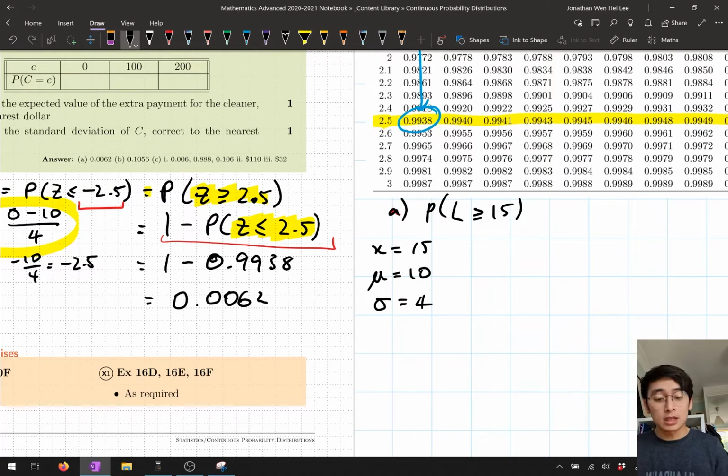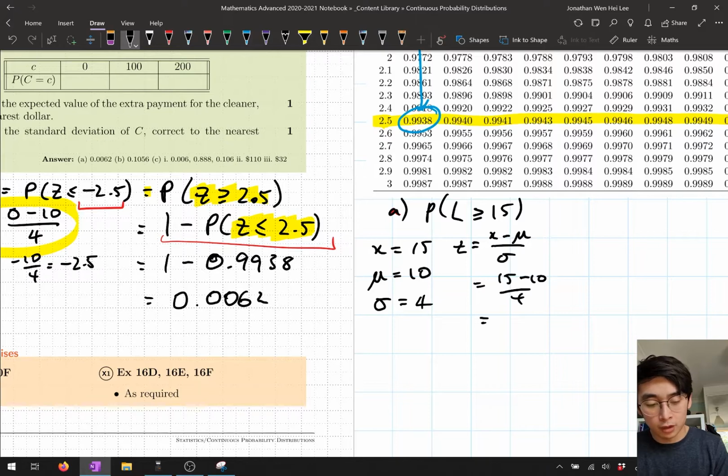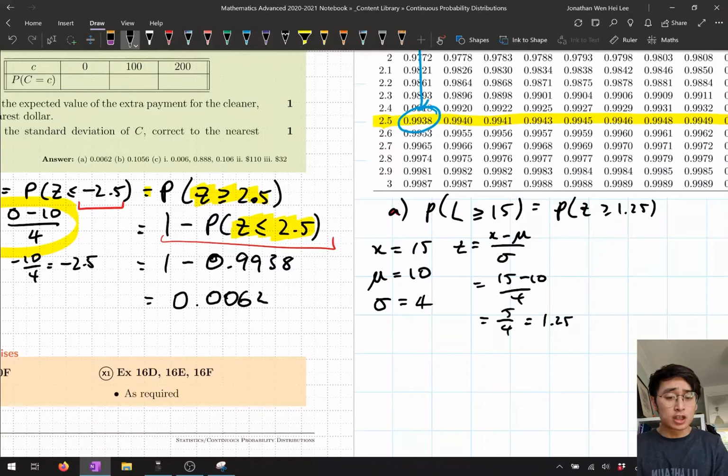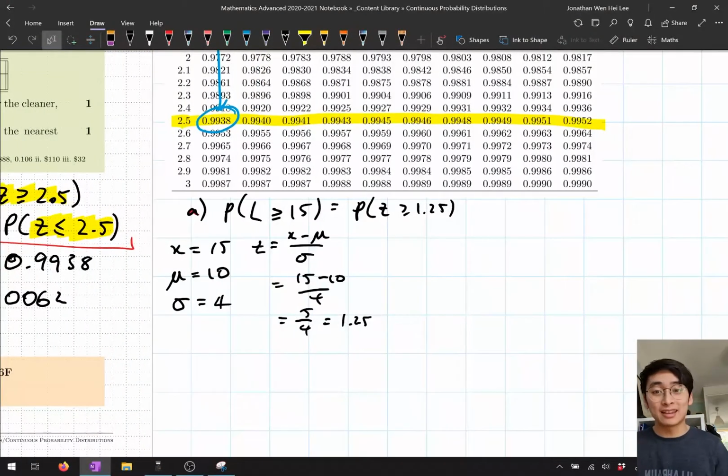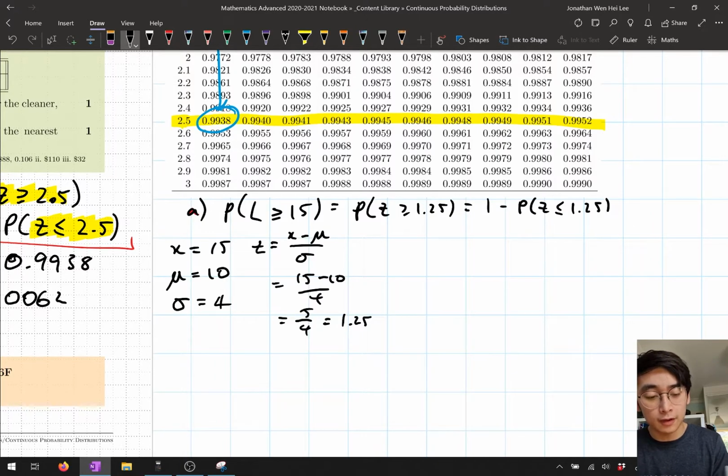And so I'm going to put this in my formula. z is equal to x minus mu over sigma, which is 15 minus 10 over 4, which is 5 over 4, which is 1.25. What this looks like is the probability of a z-score being greater than or equal to 1.25. Unfortunately, once again, we can't do greater than, so we need to convert this to being less than something. So it's the same as 1 minus the probability of my z-score being less than or equal to 1.25.